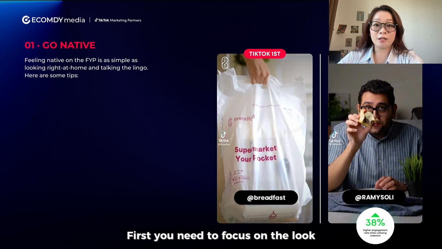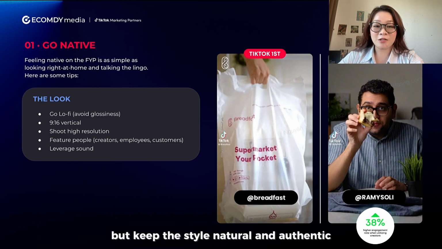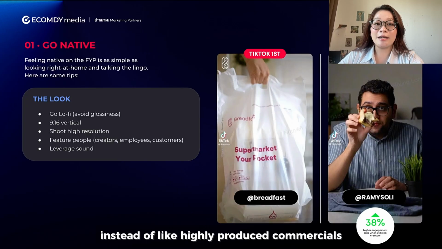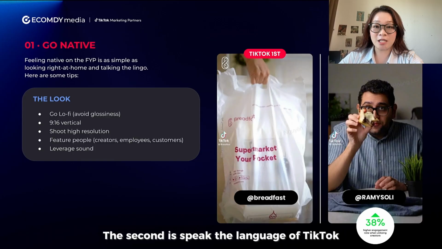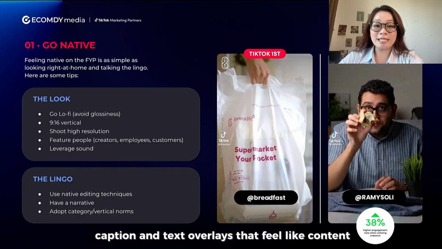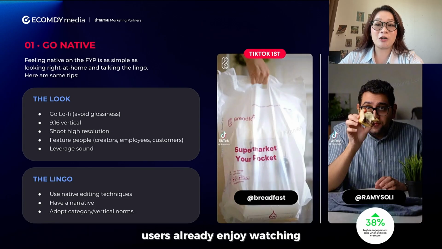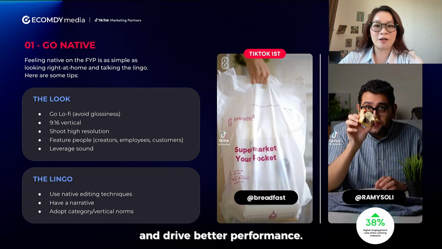So how can you create content that feels native to TikTok? First, you need to focus on the look. Use the vertical format but keep the style natural and authentic instead of highly produced commercials. Feature real people, whether that's creators, your founder, employees, or even customers. The second is to speak the language of TikTok. Use quick edits, trending sounds, captions, and text overlays that feel like content users already enjoy watching. The goal is not to make your ad look perfect, but to make it feel like it belongs on TikTok, and that's what helps capture attention and drive better performance.